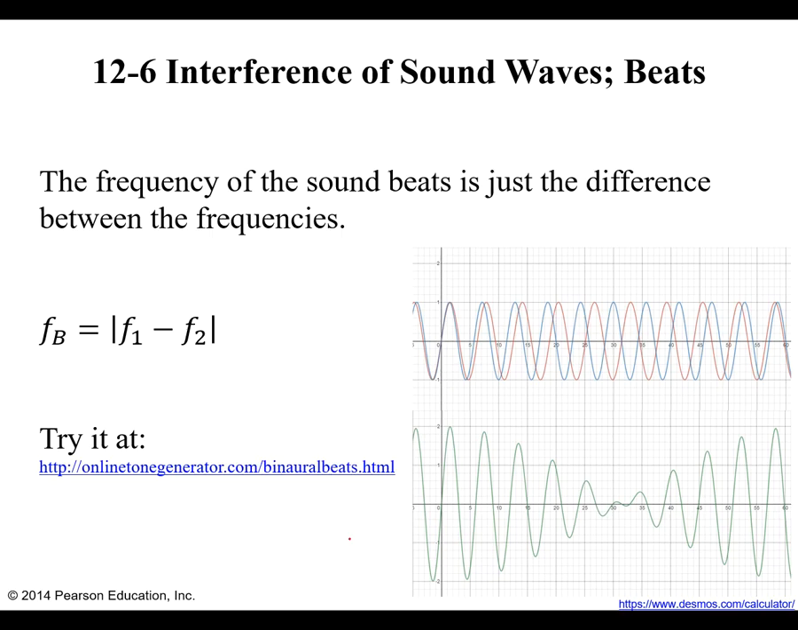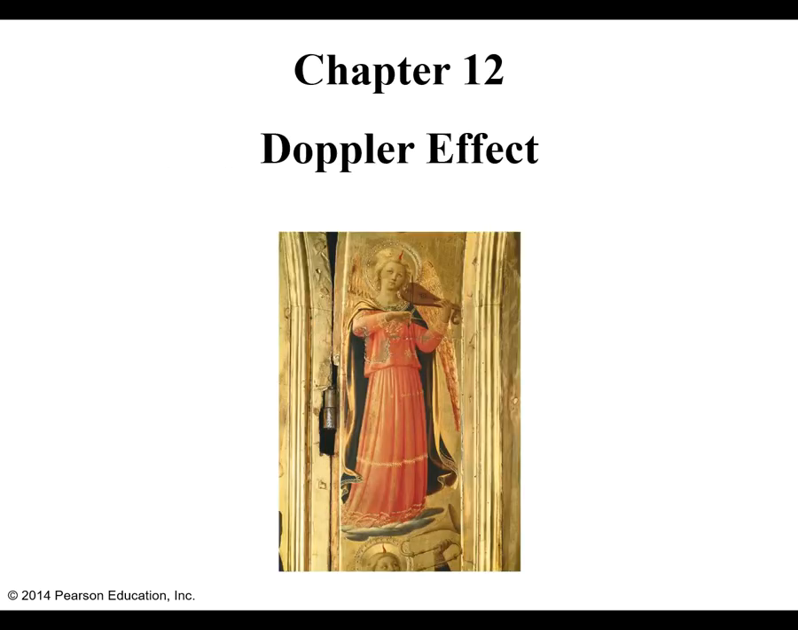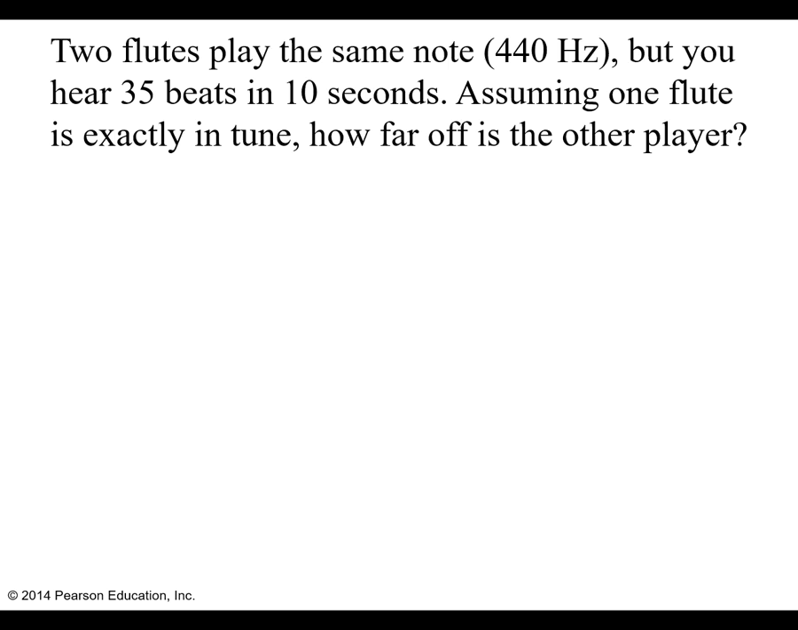So just as a quick example here, let's say you have 2 flutes that are playing the exact same note at 440 hertz. However, you hear 35 beats in 10 seconds. So if one of the flutes is exactly in tune at 440 hertz, how far out of tune is the other player? Okay, so we have a beat frequency of 35 beats per 10 seconds, or 3.5 beats per second.